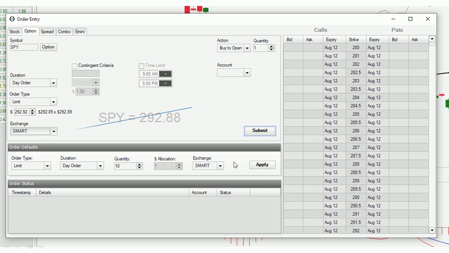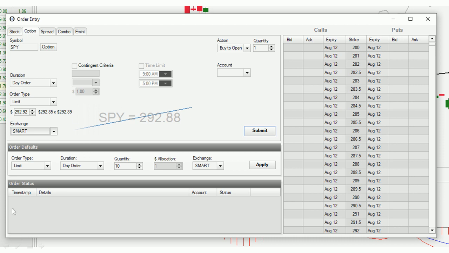You can default everything so that if you normally like limit orders, you normally like day orders, you normally like to trade 10 contracts, you hit apply, and when you come in, it can be as easy as clicking the option chain. If you're buying, click on the ask, and it will assume that you're buying to open. Click on a bid, and it will assume that you're selling to open. Very, very easy. And then click submit. Done. Couple of clicks. That trade is gone.